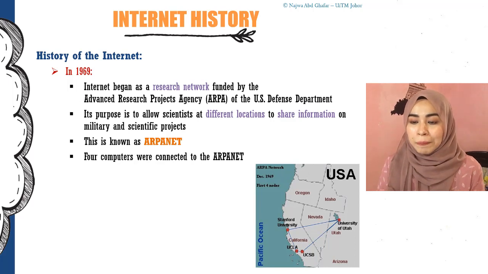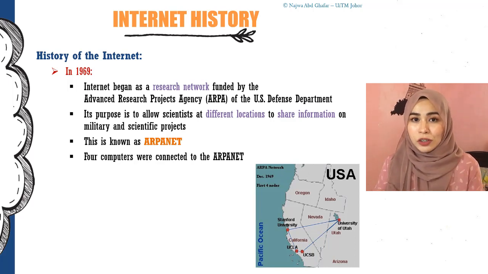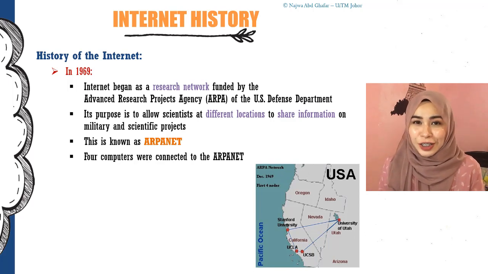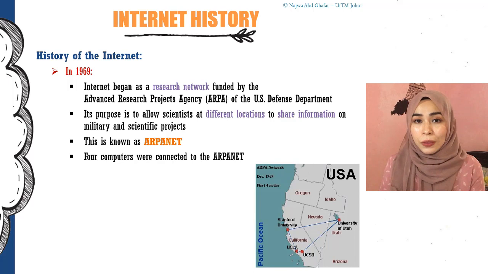This research network was actually funded by ARPA, which stands for Advanced Research Projects Agency of the US Defense Department. So basically this network is used for the military for them to pass information, the strategies of the war, everything like that. This network at this point is called ARPANET, and there were only four computers connected to this network.